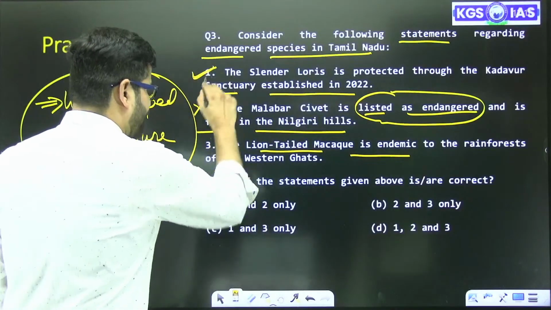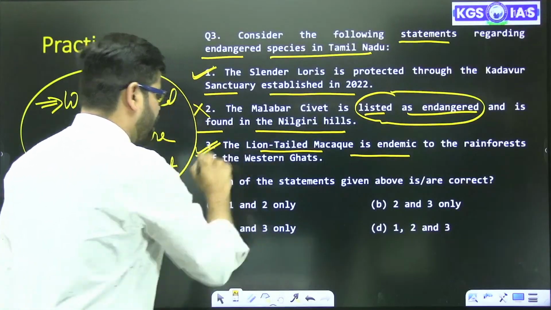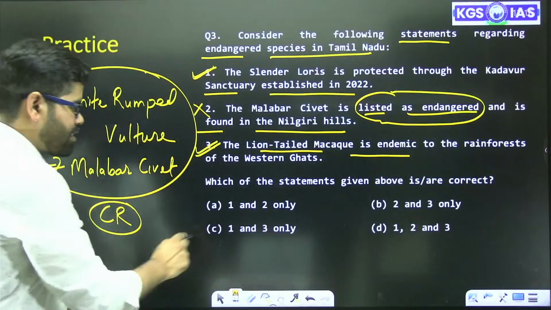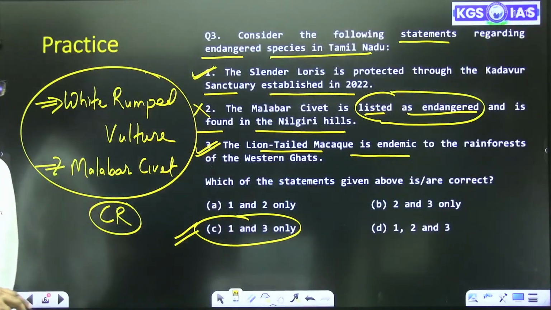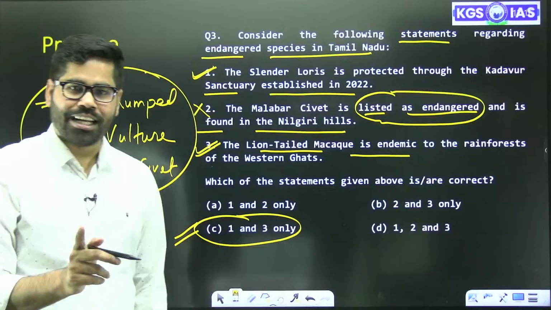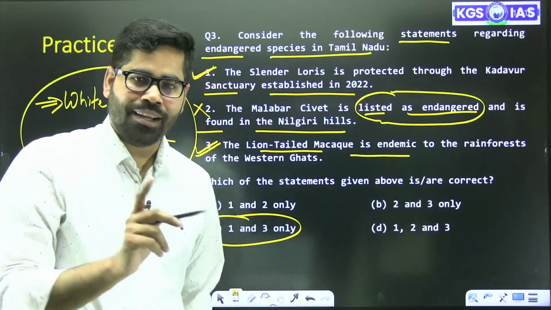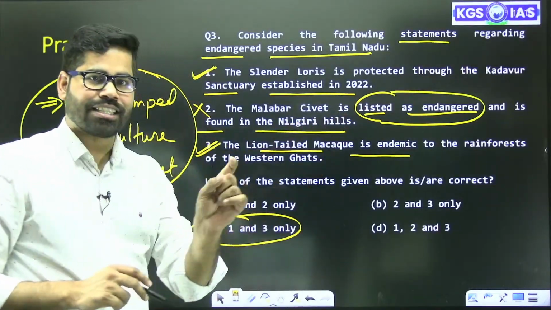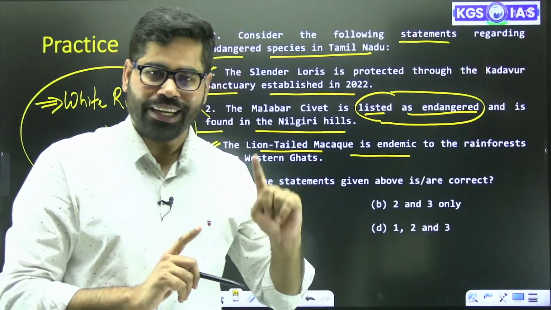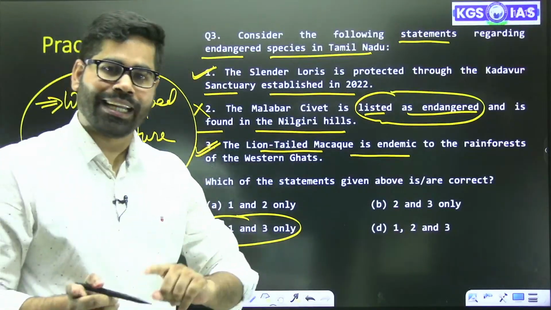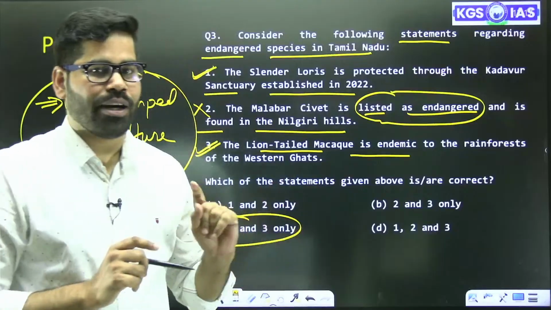The first one is correct. The third one is also correct. So answer is going to be C option, 1 and 3 only. Okay. Why? Because this one is listed as critically endangered. 2 prominent organisms are there, white-rumped vulture and then this Malabar civet.